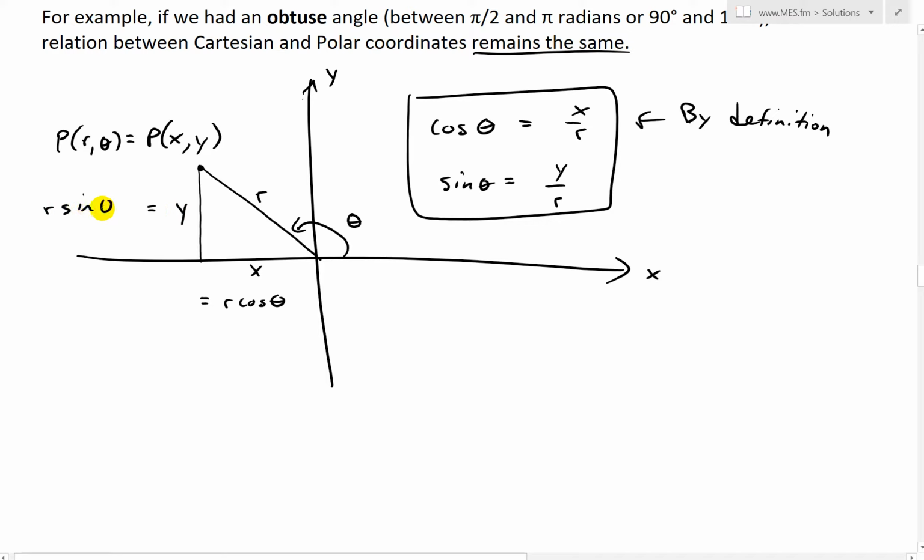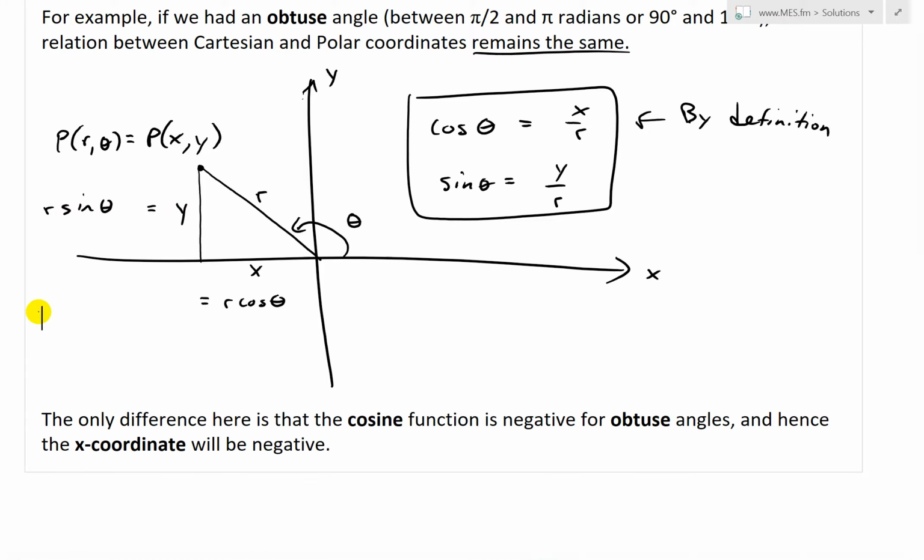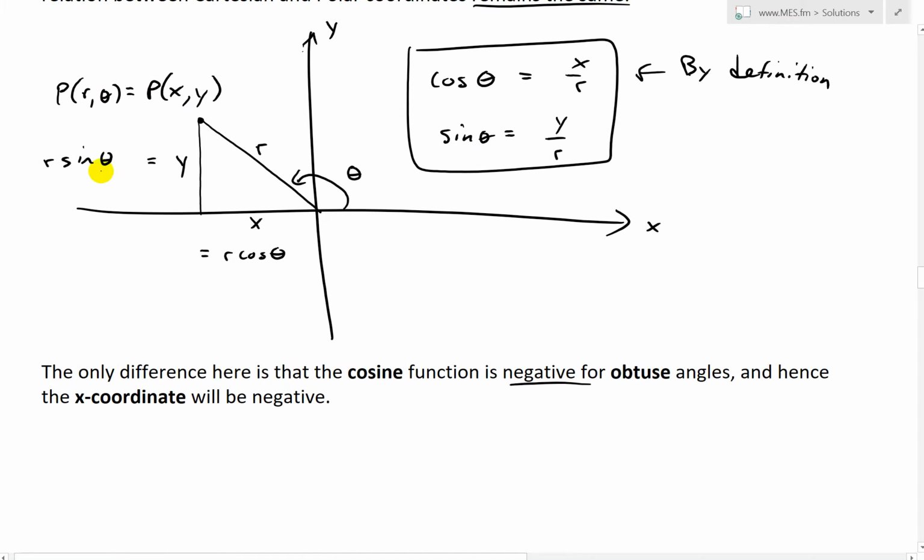and y is going to be equal to r sine theta. And here, last point, the only difference is that the cosine function is negative for obtuse angles, and hence the x-coordinate will be negative. So here we'll have r cosine theta, and this is going to be negative, so we'll have a negative value, and it's going to be on the left side like that. And the y is still going to be positive over there.